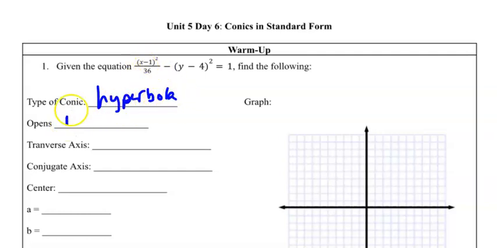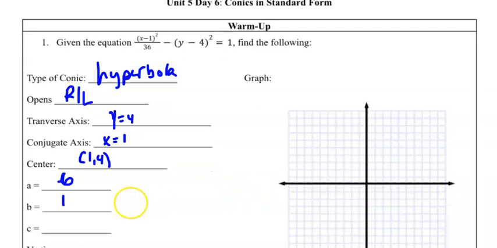Since x squared is positive, this is going to open right-left. And the transverse axis will be the y equals of the point that goes through the center. So y equals 4. The conjugate axis will be the vertical line, x equals the point that goes through the center, so x equals 1. And the center here is the point 1, 4. A squared is always underneath the positive term, so a is 6. And b squared is underneath the negative term, so b is 1.